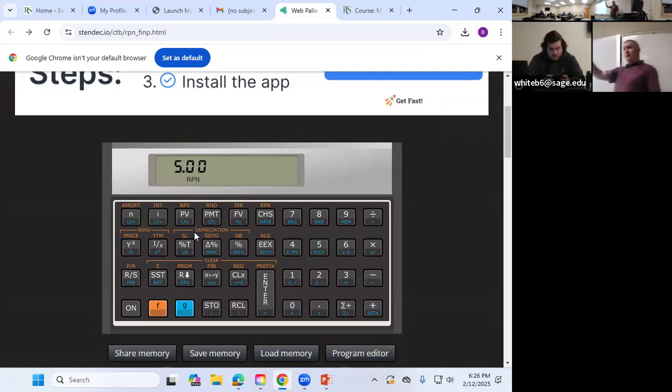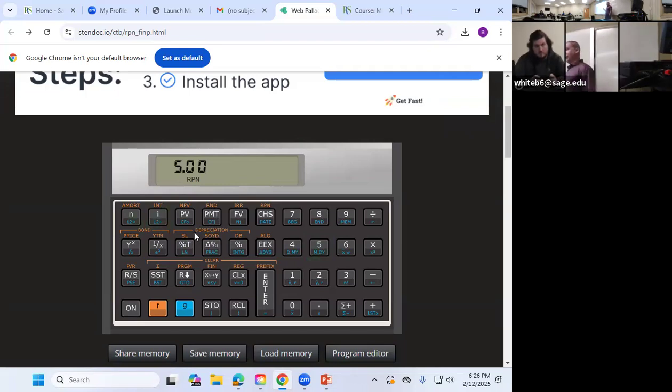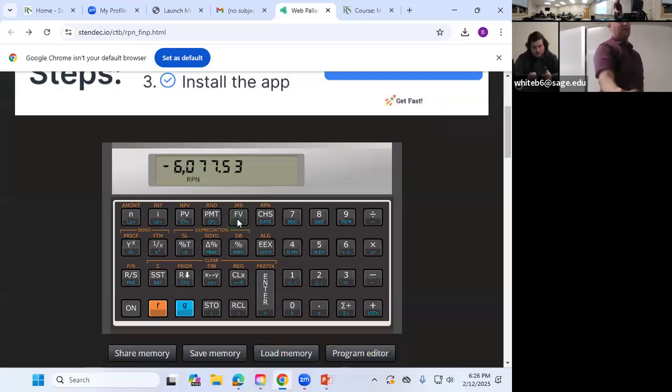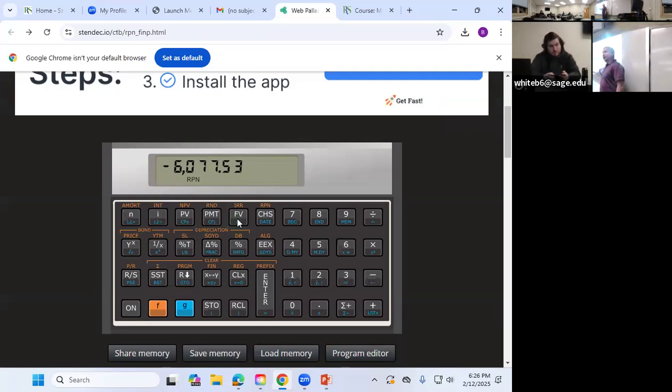All right, we got 3 numbers. 5,000, we got 4, and we got 5%. We're good. What are we solving for? What are we looking for now? How much is future value worth? Future value, absolutely. So all we do, hit FV. There you go. That $5,000 at 5% in 4 years is worth $6,077.53.